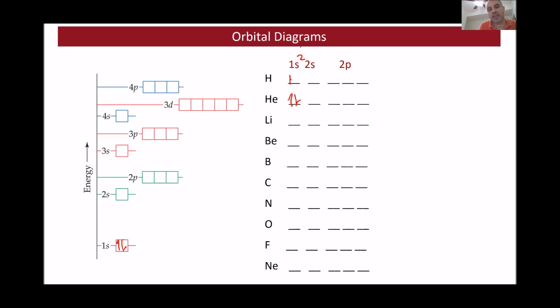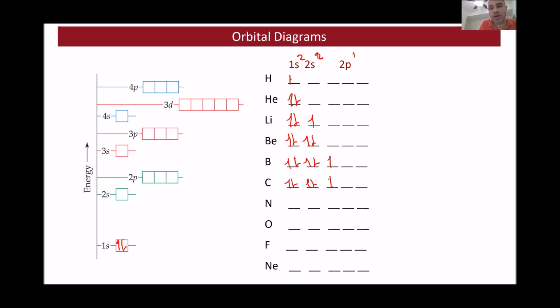So we move to the next one, which is lithium, with 3 electrons. 2 of them are going to occupy the 1s orbital. The third one is going to go to the next one in energy, which is the 2s orbital. So it's going to be 2s1. And carbon is going to be 2 and 2 in 1s and 2s respectively.